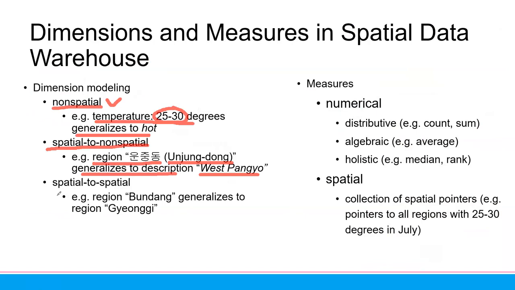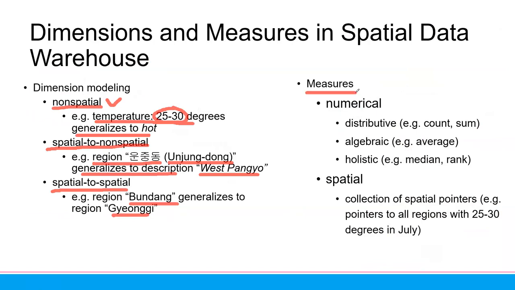Or if you want to make spatial to spatial data, we can also define the dimension. For example, Pundang is more popular than Gyeonggi. So we can make a generalization of Pundang into Gyeonggi province.